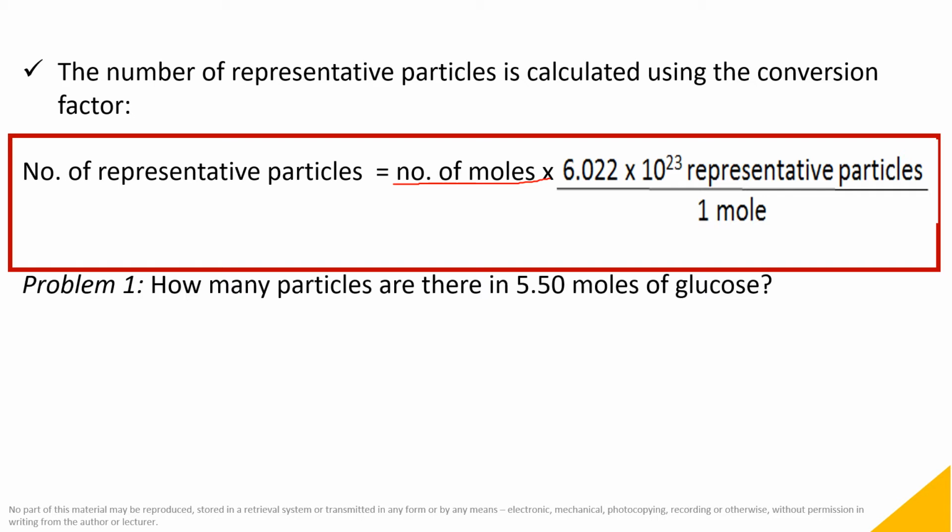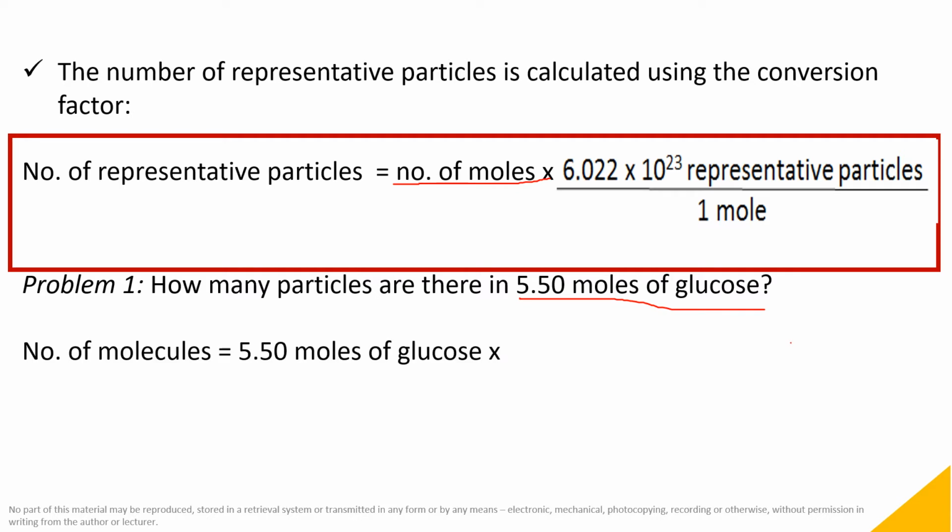For example, we have problem number 1. How many particles are there in 5.50 moles of glucose? So first, we have to determine what the representative particle is. Is it an atom? Is it an ion? Is it a molecule? Or is it a formula unit? So glucose is a molecule.